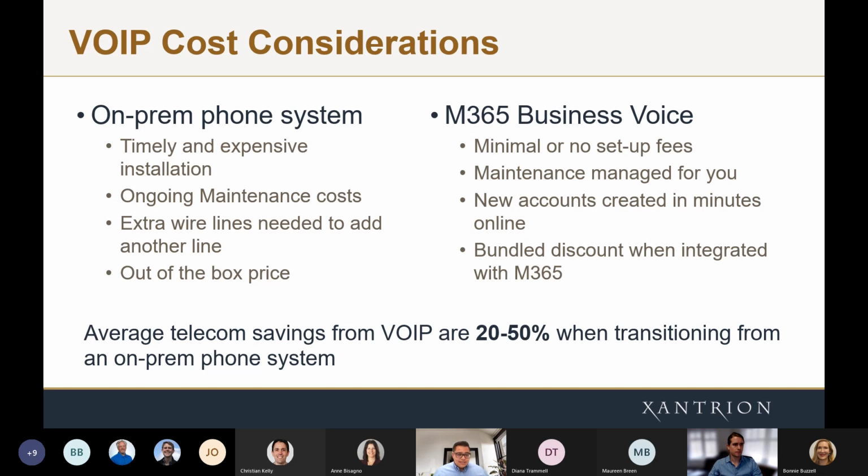As you can see there, average telecom savings from voice over IP, when you're moving from on-prem, you typically see anywhere from a 20 to 50% cost reduction when actually making the transition. So there's a lot of value here. There's a million different reasons why it's something you should be thinking about. But overall, hopefully I walked you through some of those capabilities and hopefully you understand why this is such a relevant topic. Now, with that being said, I'm going to go ahead and pass it over to Darren here so that he can walk you through a couple other things here today.